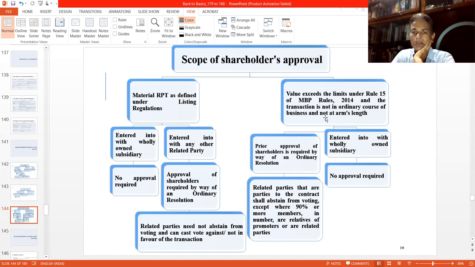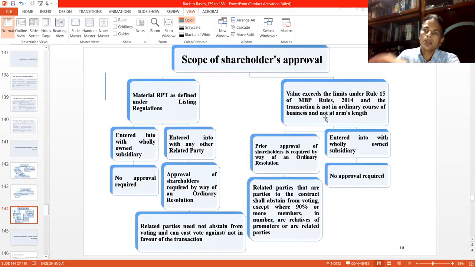As you might recollect, in Rule 15 recently, absolute limits have been dropped. So now we have relative limits only. Earlier the limit was dealing with 100 crore, 50 crore, this kind of limit. Those limits have now been dropped. Now we have relative limits only, for example, 10% of net worth, 10% of turnover, etc. So if the limits of Rule 15 are crossed, in that case, the transaction has to go to shareholders' approval as well.